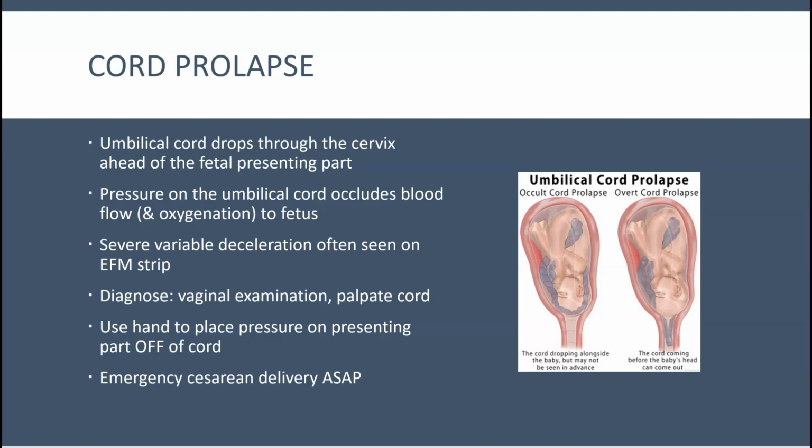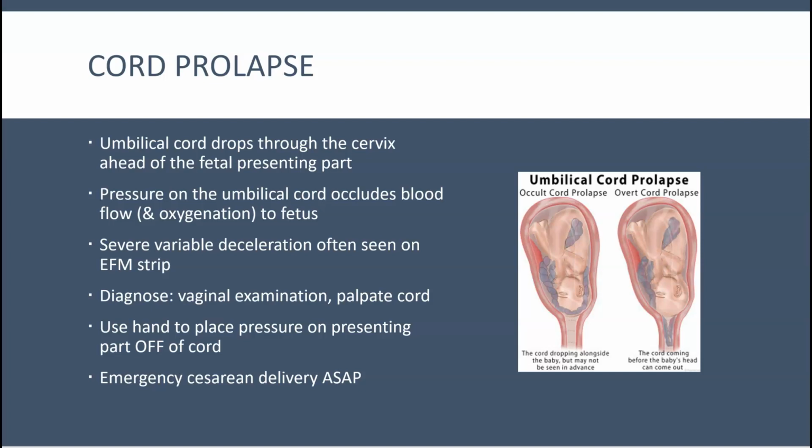So this is where the umbilical cord drops through the cervix before the fetal presenting part, which most often is the head, because if we're doing vaginal delivery, head down is preferred, but it could be a different part. The pressure by the presenting part onto that umbilical cord occludes the blood flow and oxygenation to baby. This usually results in a severe variable deceleration seen on your fetal heart rate monitor.